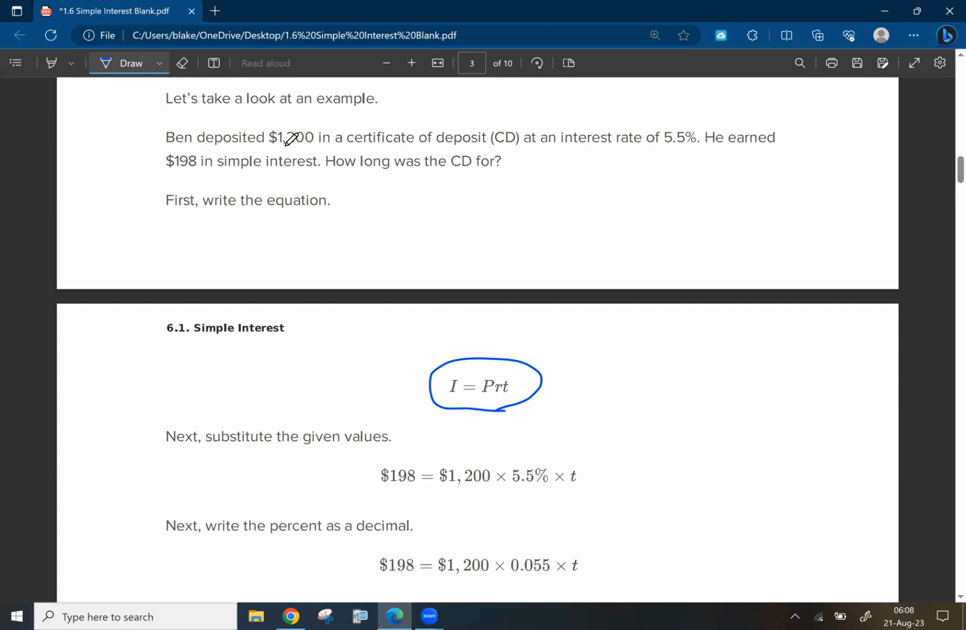In this question, we have the principal, the $1,200. We have the interest rate, which will have to be converted from a percentage. And then we also have the actual interest itself. So the question is asking how long.